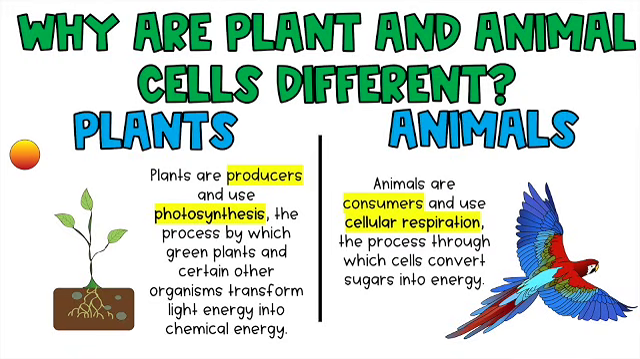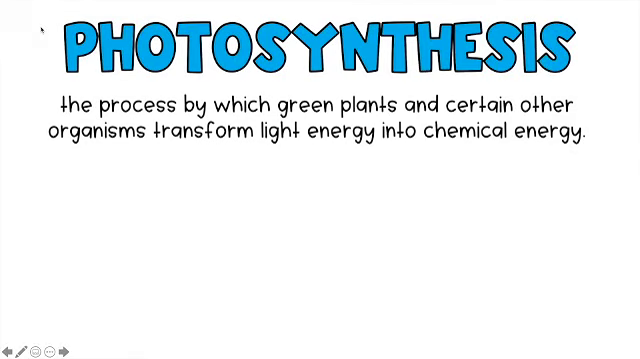Then we've got animals, which are consumers, and consumers must consume, must eat and take in their food. They cannot produce their own, and they use cellular respiration. This is the process through which cells convert sugars into energy. Now we're going to look at what these two processes look like, photosynthesis and cellular respiration, and how they are connected. Photosynthesis, we said, is the process by which green plants and certain other organisms can transform that light energy into chemical energy. But now let's look at what that actually looks like.